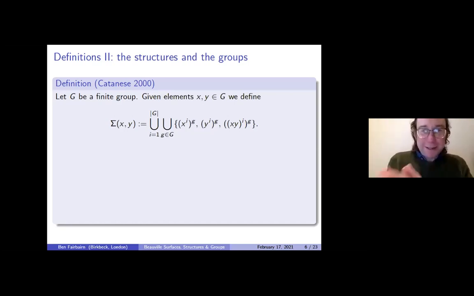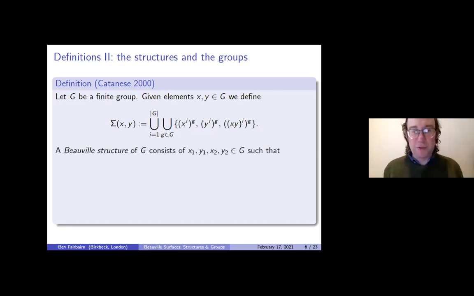Okay, so thinking in terms of the surfaces I've just told you to forget, we have these three ramification points. You're meant to think of the X, the Y, and their product as corresponding to each of those ramification points in some sense. And that really dictates how they behave, or which conjugacy classes we bump into. So this sigma XY is sort of how the group sees one of those complex curves.